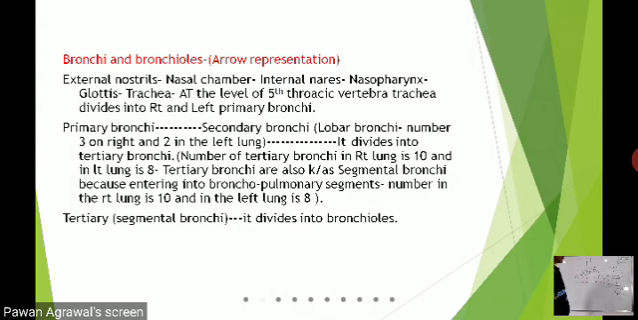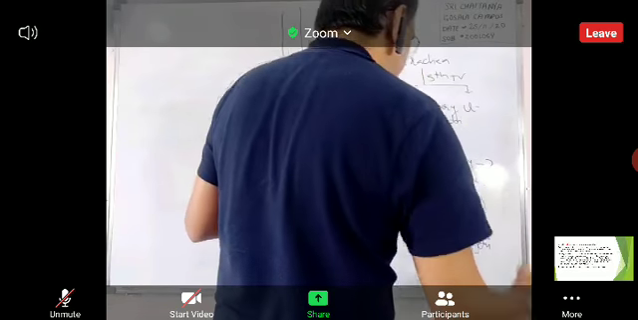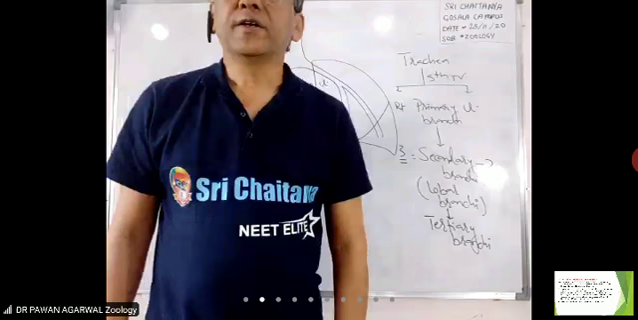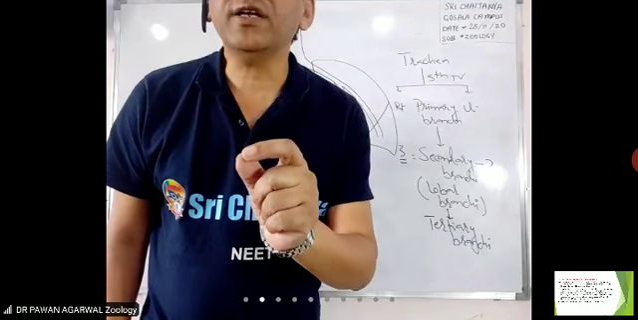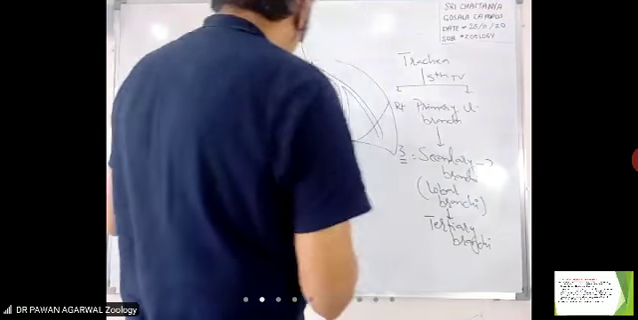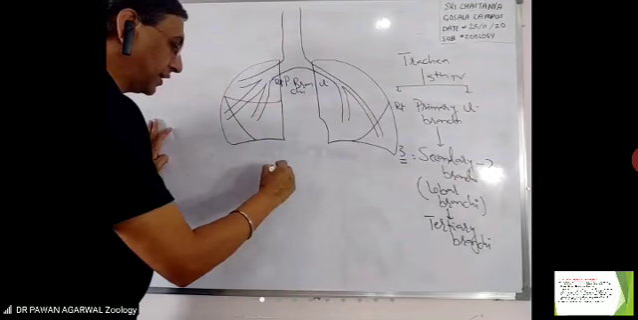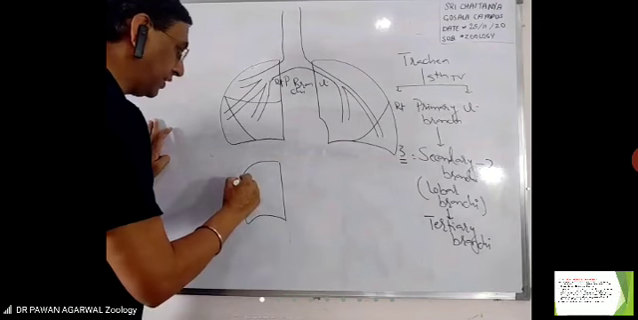Now from here, listen carefully. Again, the secondary bronchi are divided into the tertiary bronchi. Get it? Tertiary bronchi. See, these are the lung lobes. Again, I am saying, like this is the lung lobe here. This is the right lung, and the right lung has 3 lobes.